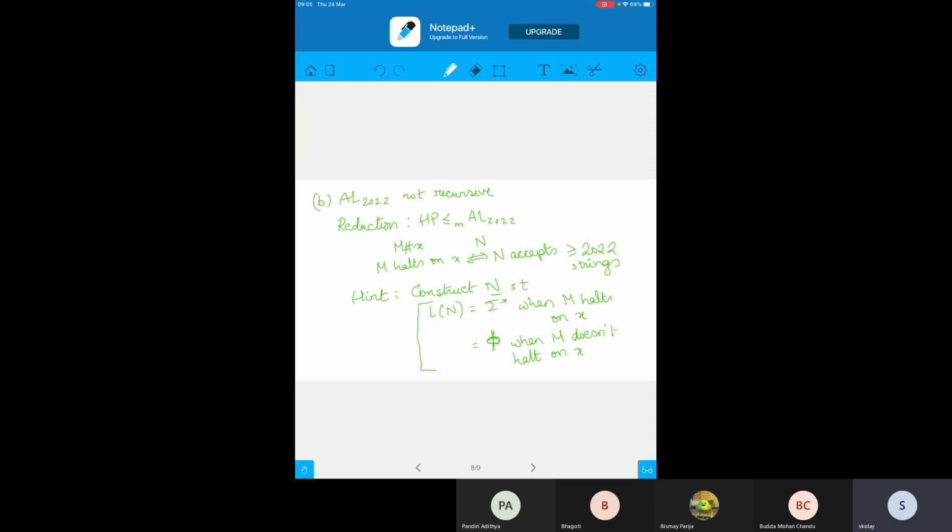And notice that if it satisfies this, then M halts on X implies that N accepts at least 2022 strings, and if M doesn't halt on X, then it doesn't accept any strings, so in particular it doesn't accept at least 2022. The other hint is that you have seen such a construction already in the lectures. So please try this on your own.